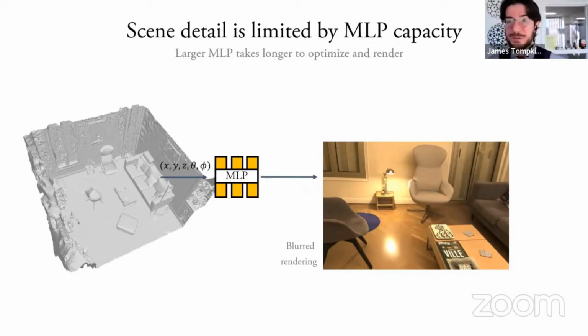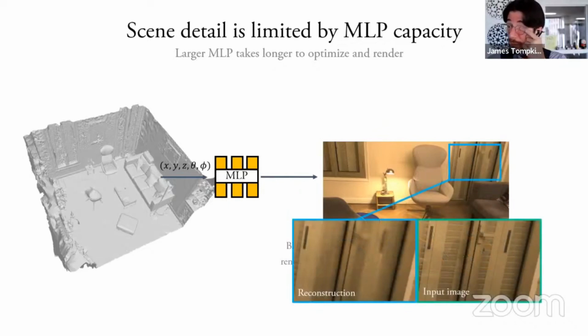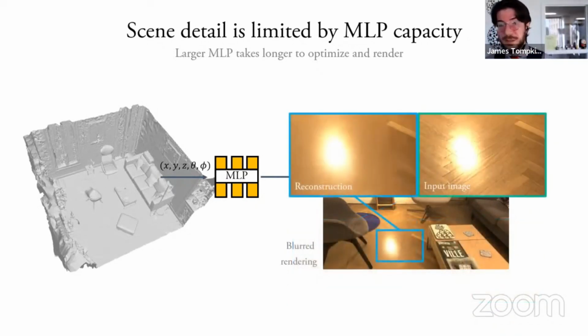And this is especially true around these highlights in the scene. So on this back shutter here, there's glass and then shutters over the glass. And you can see that the reconstruction is very blurry and does not represent the input particularly well. Or around the highlight itself, we have this blurry floor texture, which means that we're not able to capture all of that scene detail with the MLP.